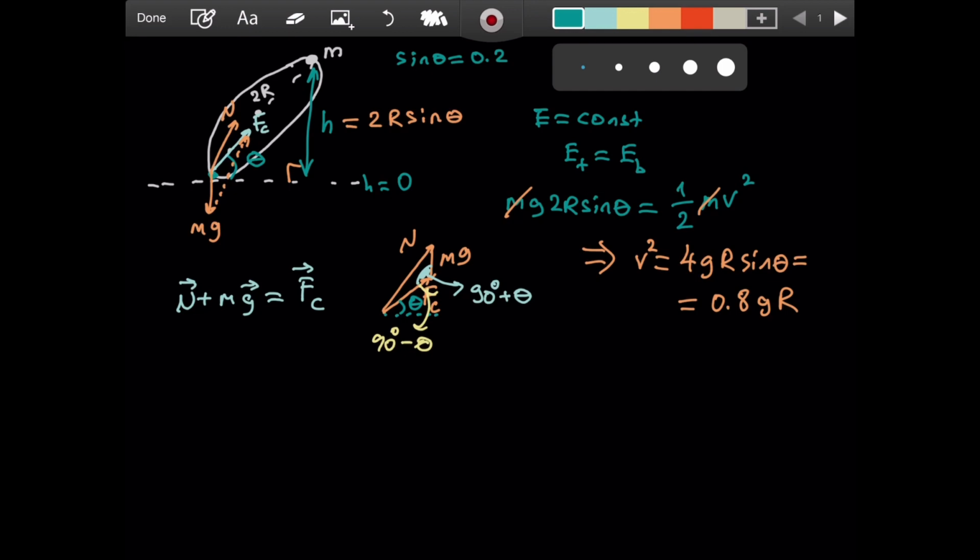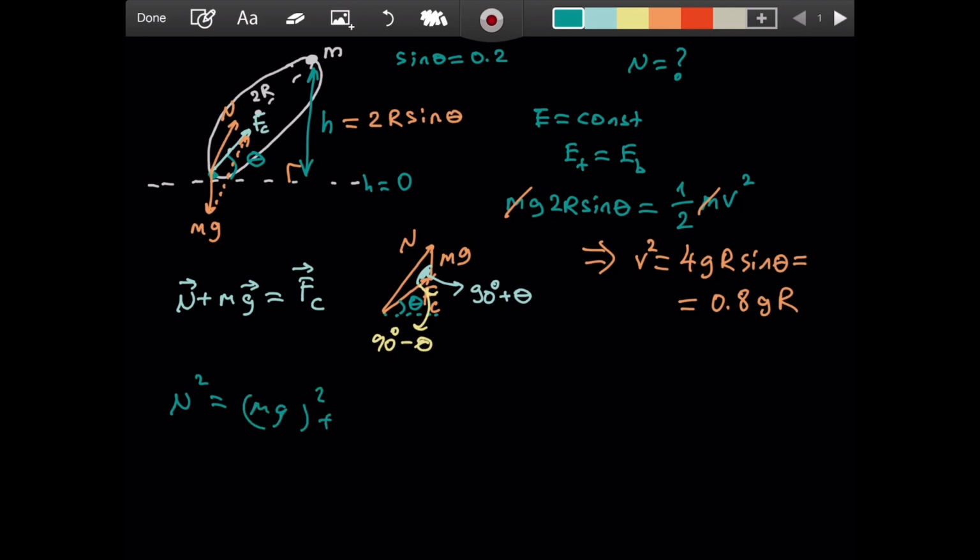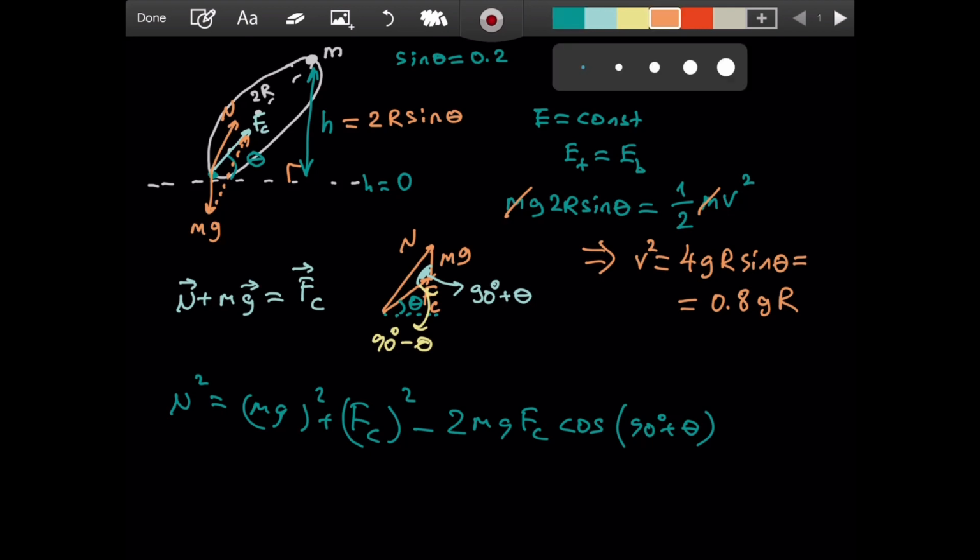So we're trying to find n squared so that we can find n. It will be (mg) squared plus Fc squared minus 2 mg Fc times cosine of the angle between them, which is 90 degrees plus theta. Alright? Now we can simplify this guy.